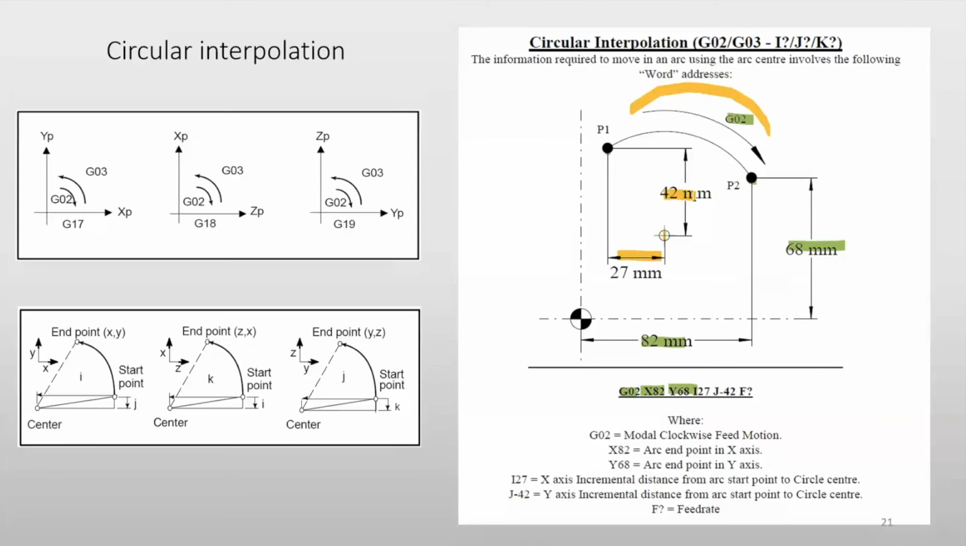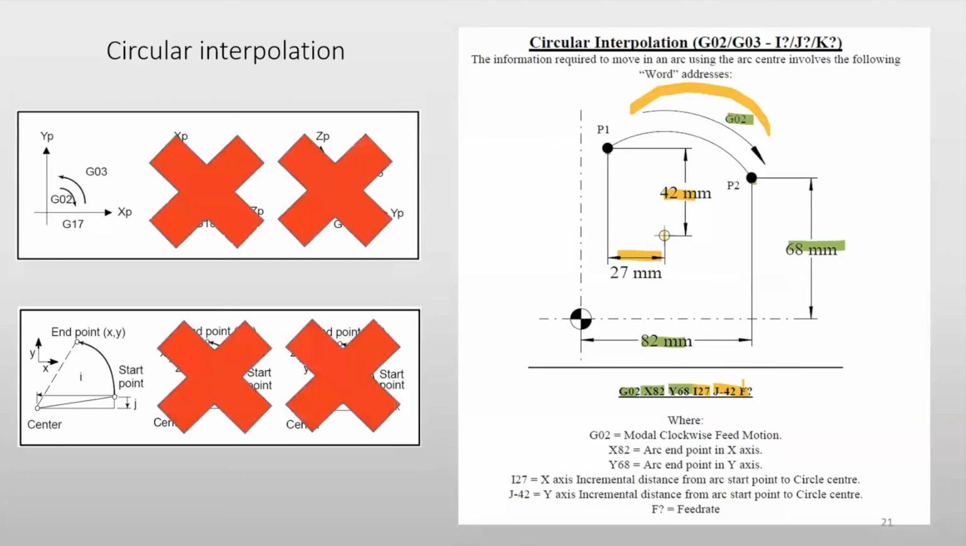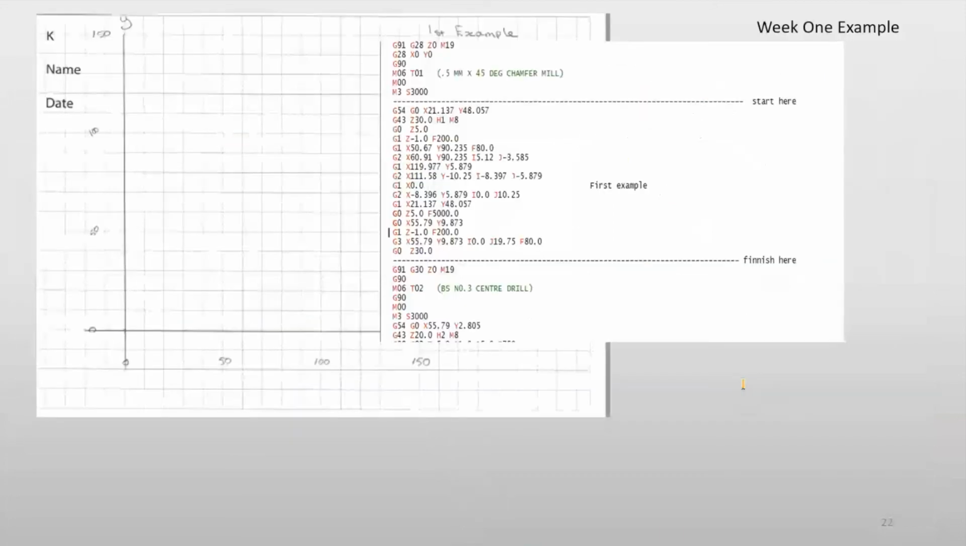But if I put X and Y, the machine gets confused. So I have to write I27, J minus 42. And I also put the feed rate, whatever that is. That was the part that, if you've done the assignment for EG4010, was probably tricky for you. This is why it's a little bit complicated, but the rest of G-code is quite simple.